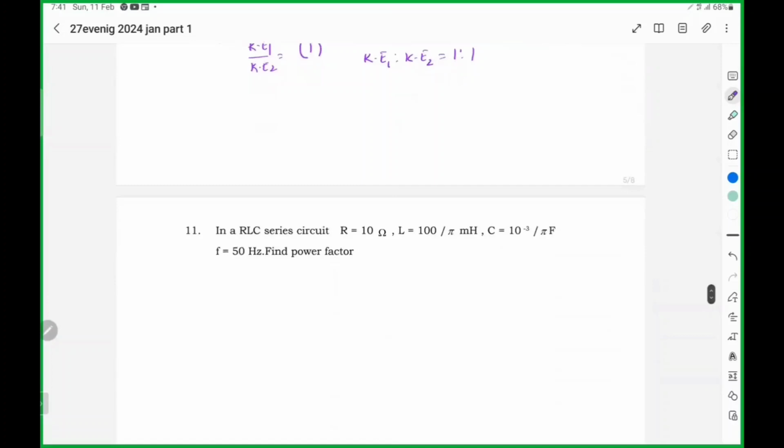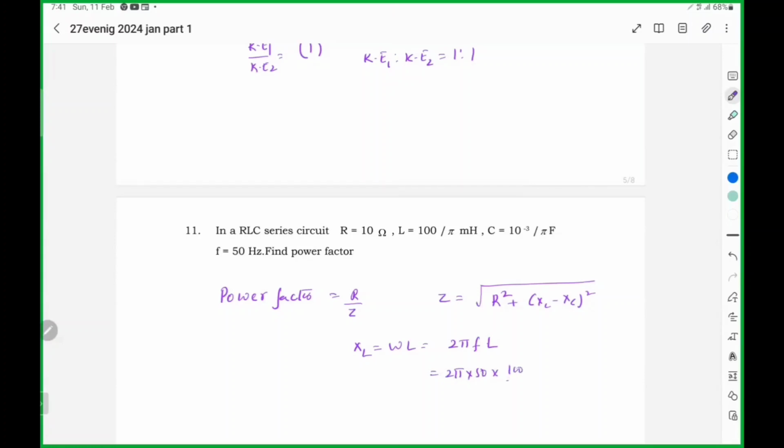In an LCR circuit, find the power factor. So first of all, the power factor formula. What is it? R by Z. Z is the impedance. How do you find it for an LCR circuit? Z is the square root of R square plus (XL minus XC) whole square. What is XL? Omega L. What is omega? 2 pi F. L is inductance. 2 pi F is 50 Hz. L is 100 pi millihenries.